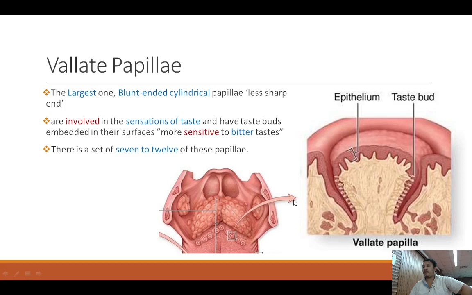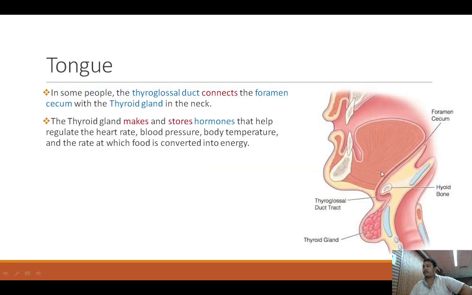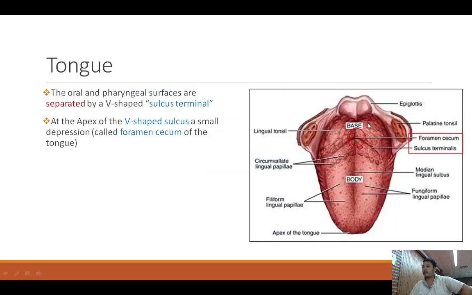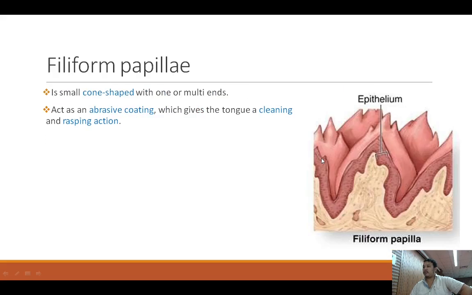But remember, in the pharyngeal surface, there is no papilla. Pharyngeal surface means the posterior one-third of the tongue, this part. There are no taste buds here. All taste buds are concentrated in the anterior two-third.